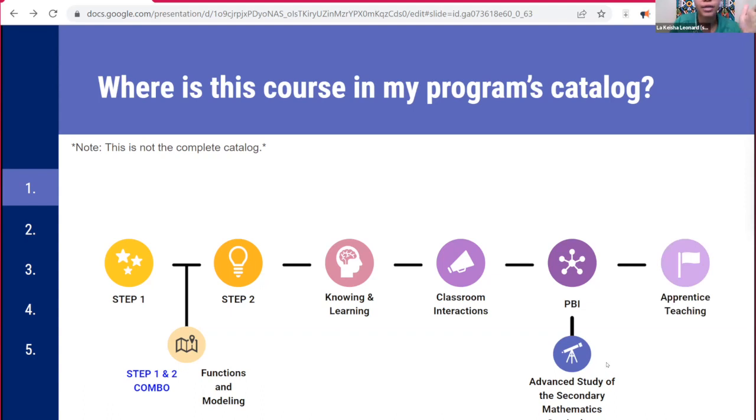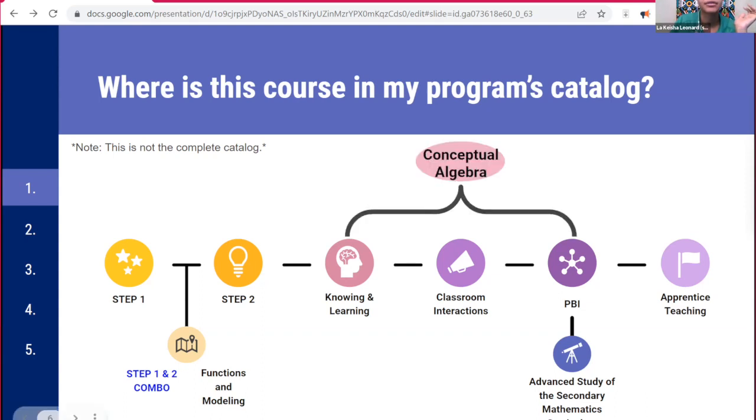So as far as where conceptual algebra fits in all of this, it's kind of in the middle. It's very much in the middle. So they have their introduction, and then they're really building upon their content knowledge with their degree plan, and that influences how they prepare their 5E lessons.